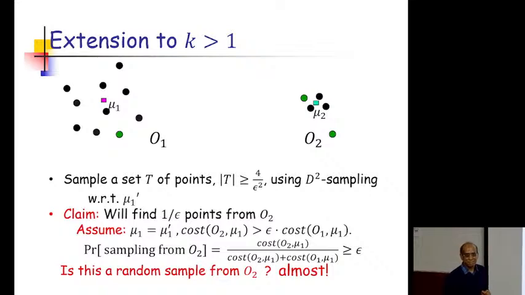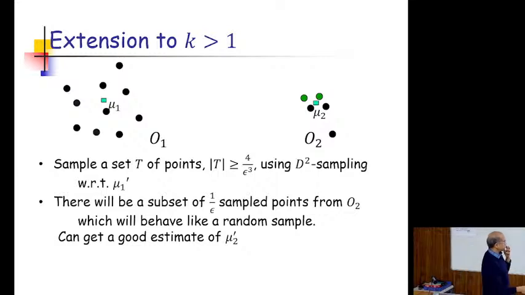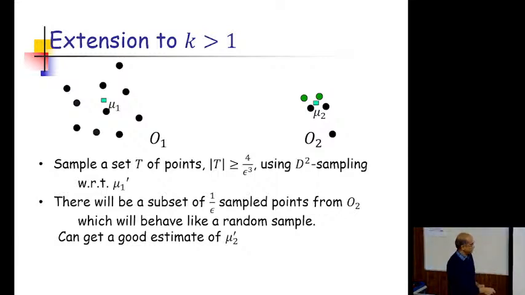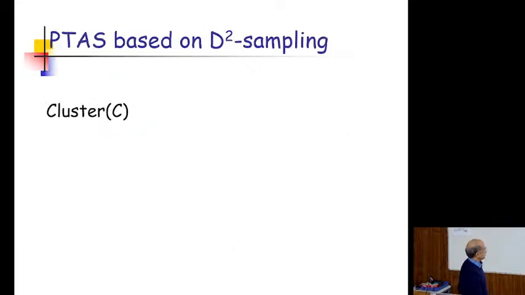So are you recursing on all possible 1 by epsilon size subsets? Yeah, I'll show you the algorithm. What we show is that this is a technical thing: there will be a subset of 1 by epsilon points from O2 which will behave like a random sample. So this is the overall algorithm.